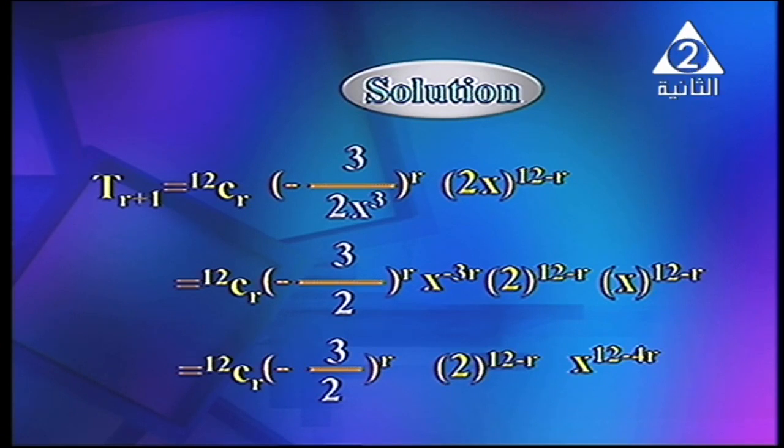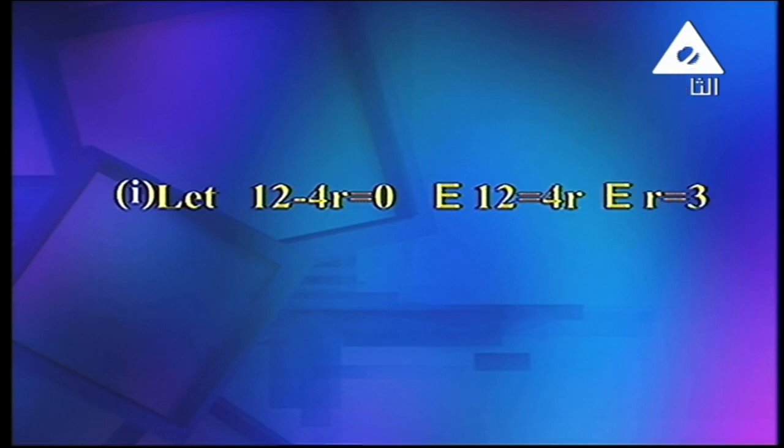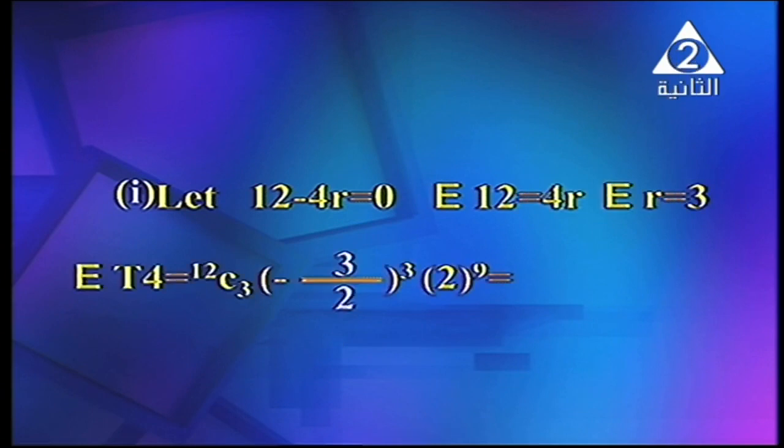to the power 12 minus 4r, and we have 12Cr multiplied by negative 3 over 2, this is the coefficient of the number. Let 12 minus 4r equal 0, 4r equals 12, so r equals 3. Then T4 equals 12C3 multiplied by (negative 3 over 2) to the power 3 multiplied by 2 to the power 9, using a calculator to find the value.